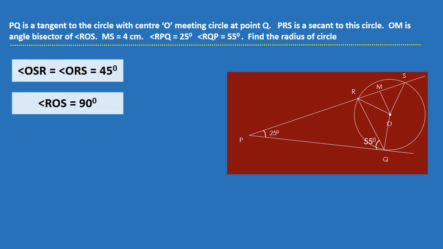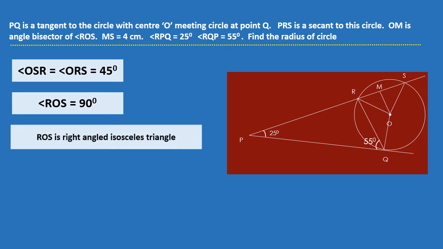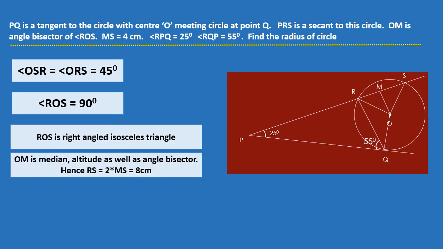Angle ROS is equal to 90 degrees because the sum of angles in a triangle is 180. ROS is a right-angled isosceles triangle. In an isosceles triangle, median, altitude, and angle bisector, all the three are the same. Hence, OM is also perpendicular to RS. Hence, RS is equal to 2 times RM, that is equal to 8 centimeters.